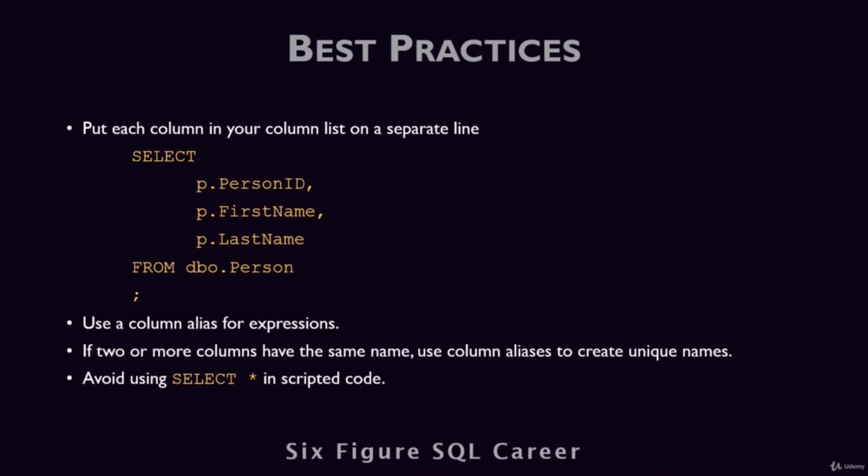Second, use column aliases for all expressions. This will save you a lot of trouble, especially if you are using that query as a source for another query. If you have 2 or more columns that have the same name, make sure that you use column aliases to create unique names. This avoids a potential ambiguity or duplication violation in your result sets that can avoid some errors. And finally, avoid using the select star shorthand in scripted code.